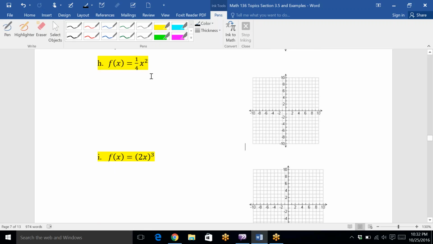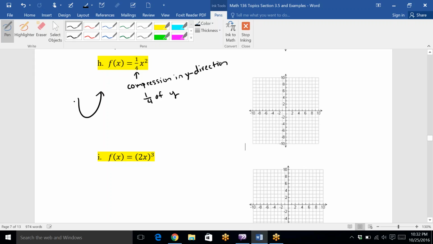Okay, if we put a 1/4 out front, if you have a number out front that is a fraction, like between 0 and 1, this is actually called a compression in the y direction, which means we take 1/4 of y. So again, this is a different parent this time.